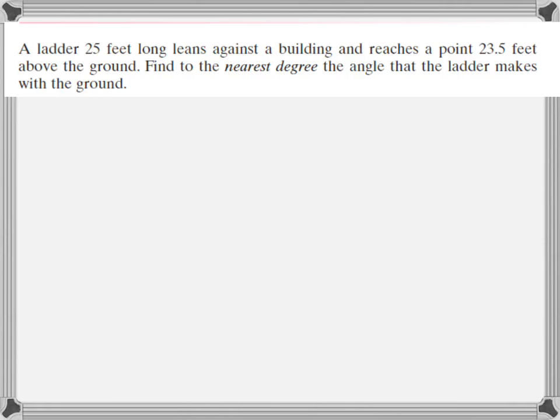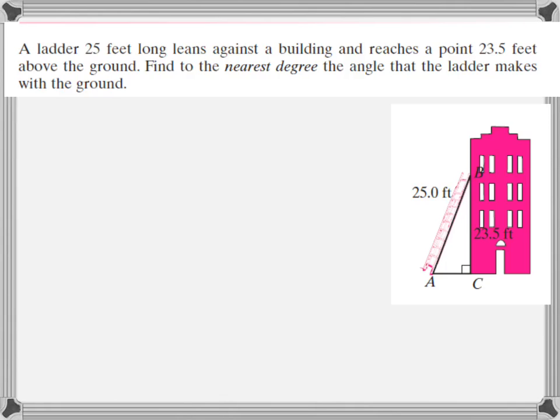It's always important to draw a picture. This picture was in our book, so I just pulled it out from the book. Here we have the ladder going up the building, and it reaches a height of 23.5 feet from the bottom of the building to where it hits, and the ladder is 25 feet long. What we're looking for is the angle that the ladder makes with the ground. So in our picture, we're looking for angle A.